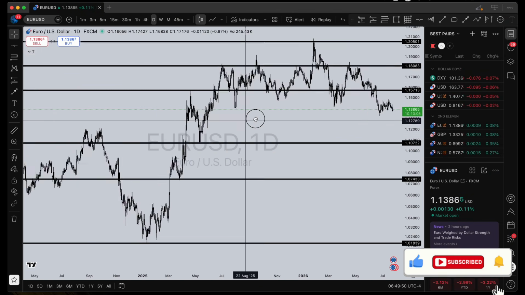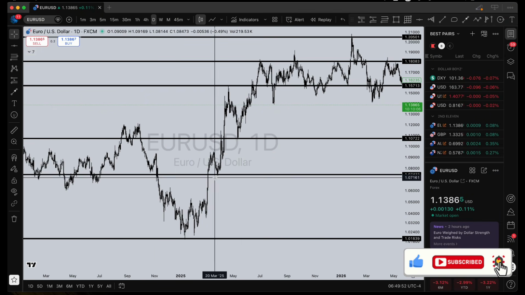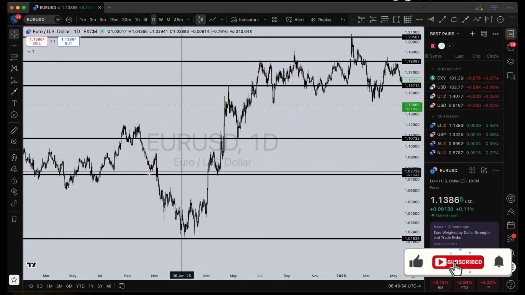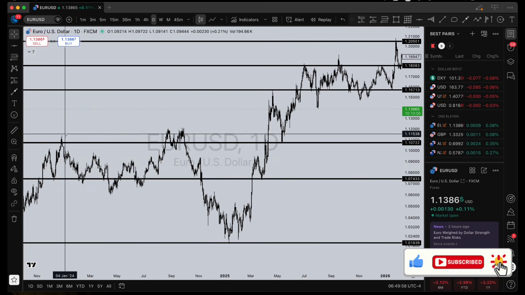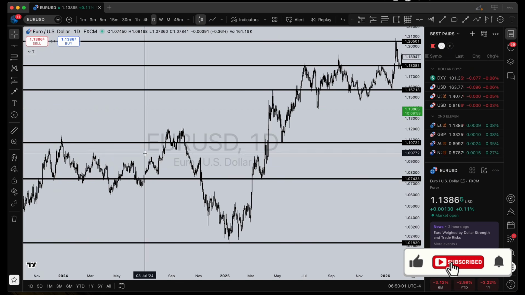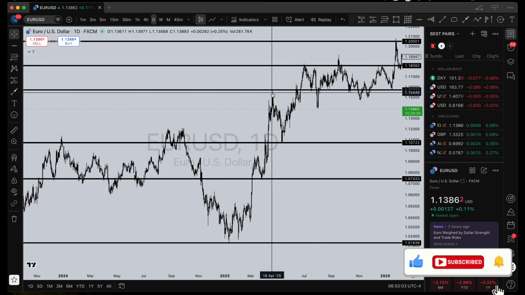Look at the amount of times. Look at this level we marked here. Look at the amount of times the market touched it and reacted. You can see from here, touched it, pushed up, touched it, pushed up, touched it, came here, touched it, pushed up. So this is a strong key level.